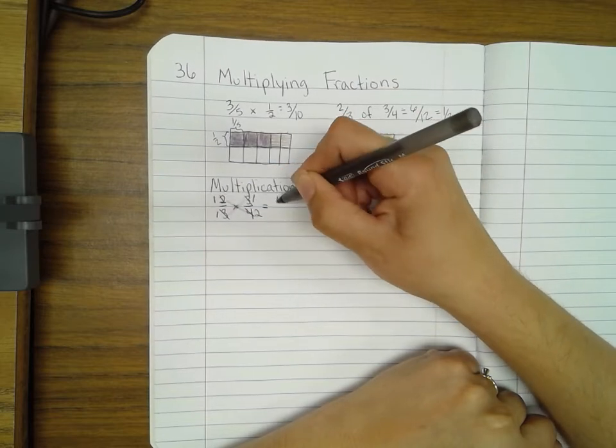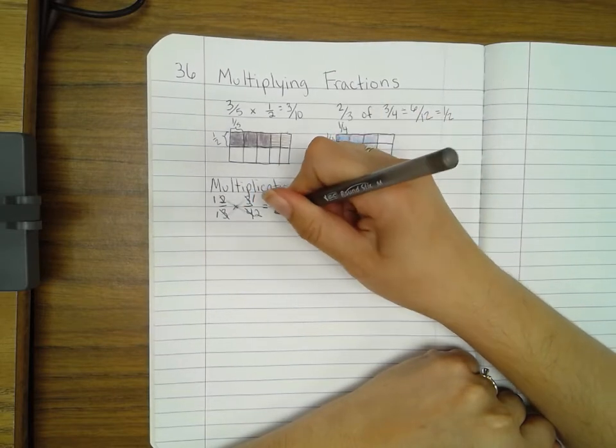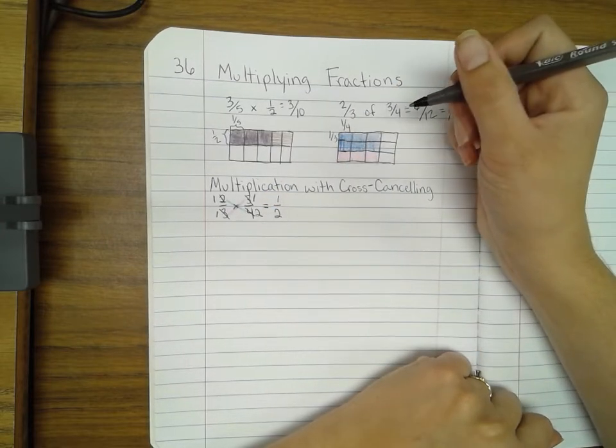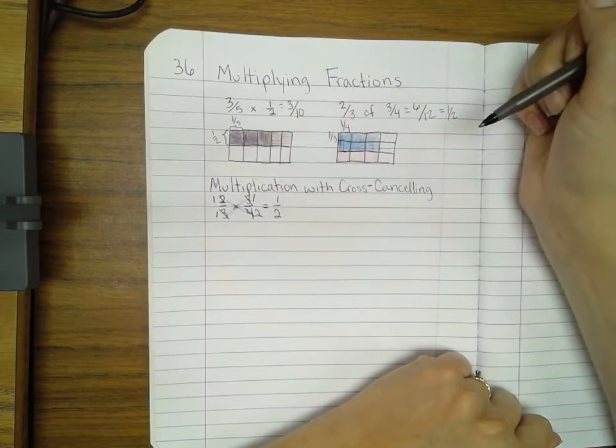1 times 1 is 1. 1 times 2 is 2. And the beauty of this is now my final answer is as simple as it can get. If I've cross-canceled everything I can here, this will be nice and simple.